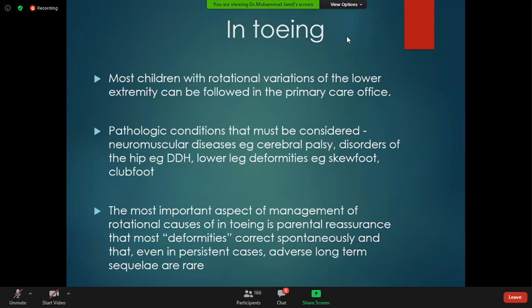What are the other problems? These are the neuromuscular diseases, for example cerebral palsy, disorders of the hip, for example DDH, lower leg deformities, for example clubfoot or cleft foot. The most important aspect of management of the patient is parental reassurance. Most deformities correct spontaneously, and even in the persistent cases, adverse long-term sequelae are rare.